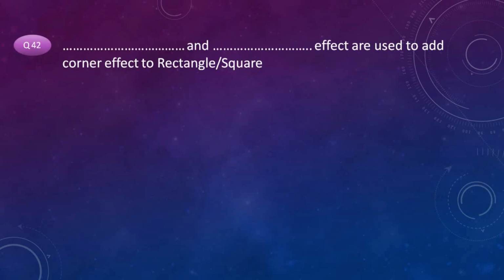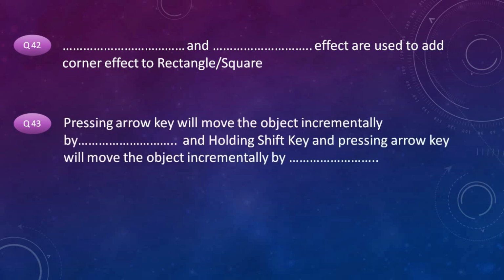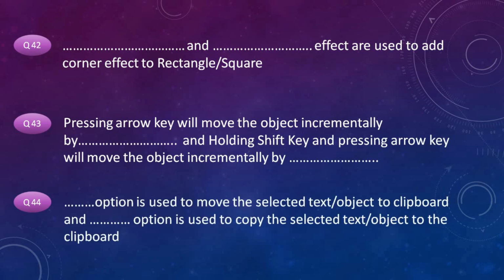Next question. Dash and dash effect are used to add corner effect to rectangle or square. Pressing arrow key will move the object incrementally by dash, and holding shift key and pressing arrow key will move the object incrementally by dash. Dash option is used to move the selected text or object to clipboard, and dash option is used to copy the selected text or object to the clipboard.